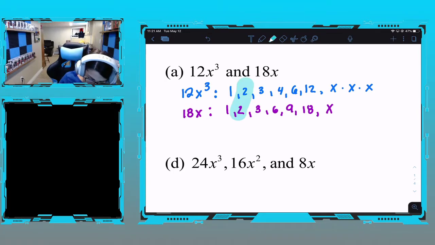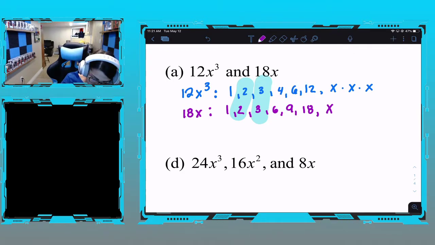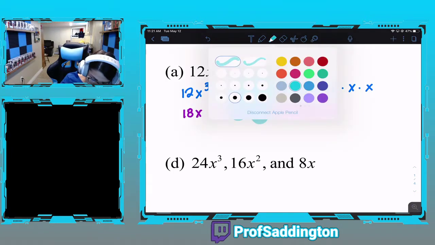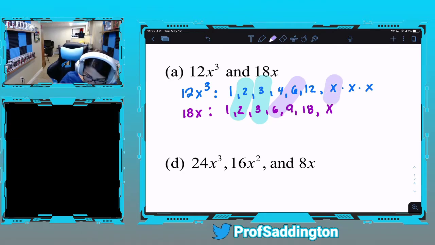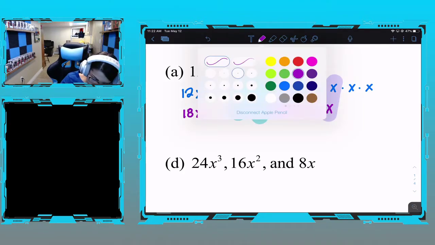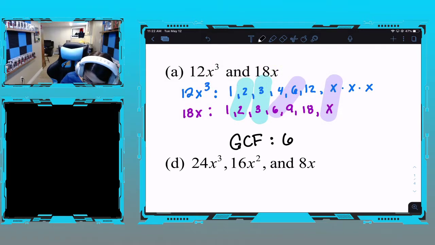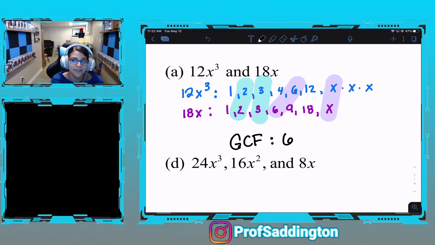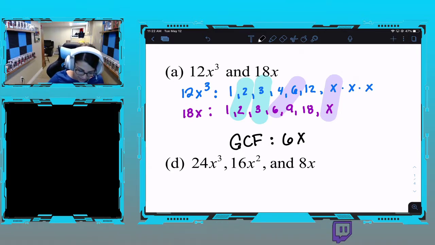We do have a 2 in common, a 3 in common, and a 6 in common. The biggest one they have in common is the 6. And then I have one x that I could take out of each of them. So our GCF is the biggest number, which is a 6, and then however many variables I could take out, which in this case is an x.